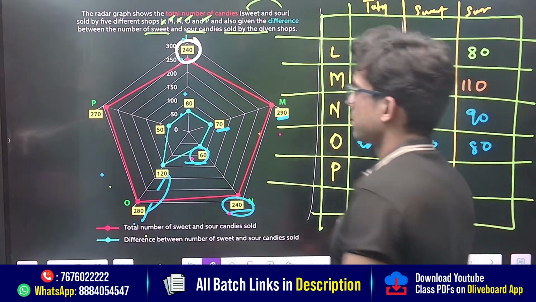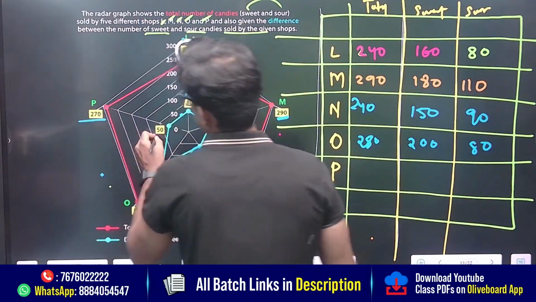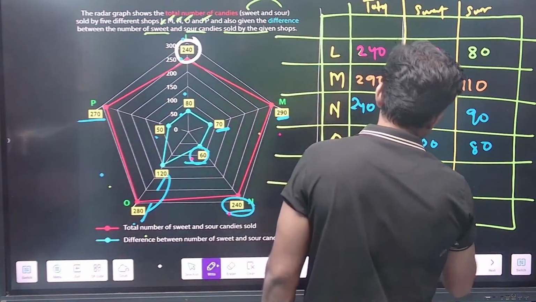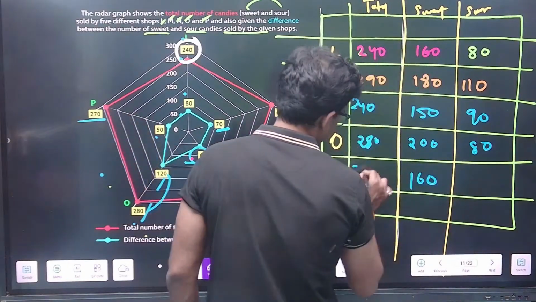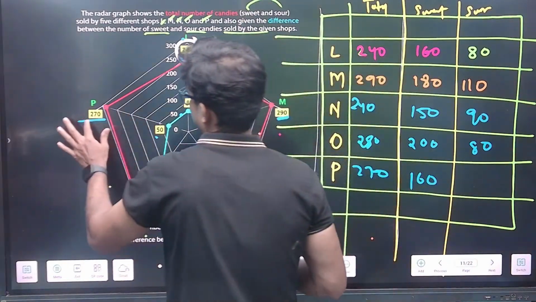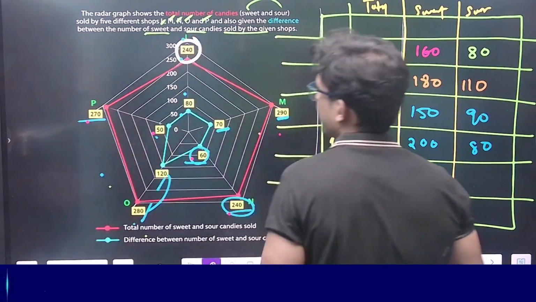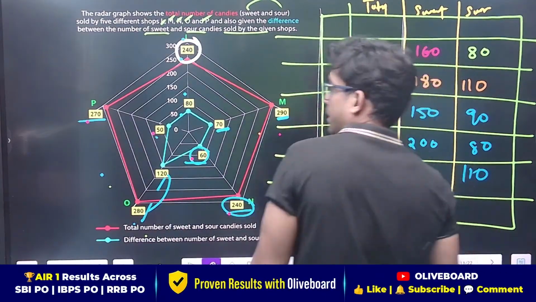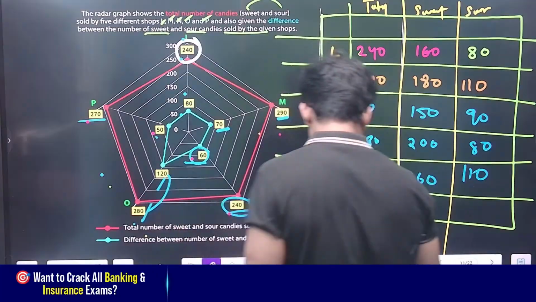Let's come to this. 270 plus 30 is 300, plus 20 is 320. 320 divided by 2 is 160 if the sum is 270. And if you subtract 270 minus 50, it is basically 210. 210 divided by 2 is 110. Okay, done.